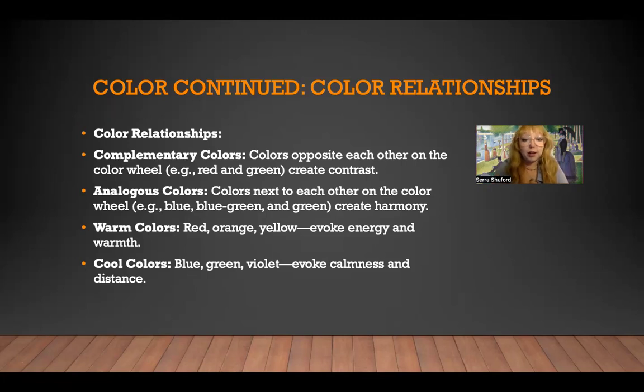Analogous colors, on the other hand, are colors that are next to each other on the color wheel, like blue, blue-green, and green. And those create a sense of harmony. And it feels cohesive when you see those colors together. We also have warm colors that are red, orange, and yellow, that evoke sort of an energy and warmth to them. And then lastly, we have cool colors like blue, green, and violet that can evoke a calmness and distance. So a lot of the times when you see compositions, warm colors will be in the foreground and cool colors will be in the background.